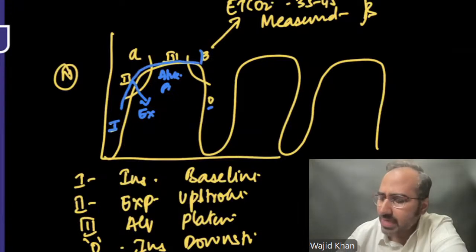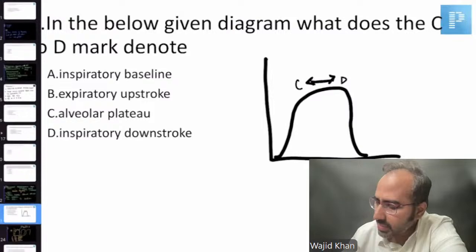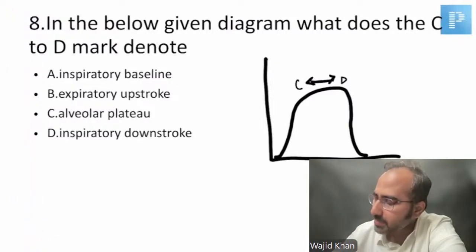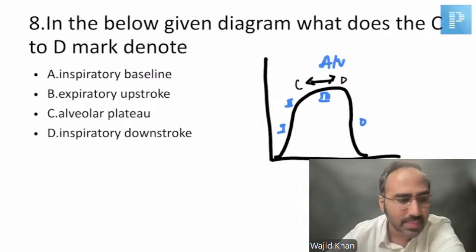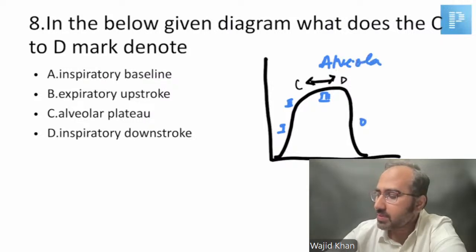So coming back to our question, where he asked what C2D is. Basically, he is asking what this phase is called. This phase is called the alveolar plateau phase. It is the alveolar plateau phase.